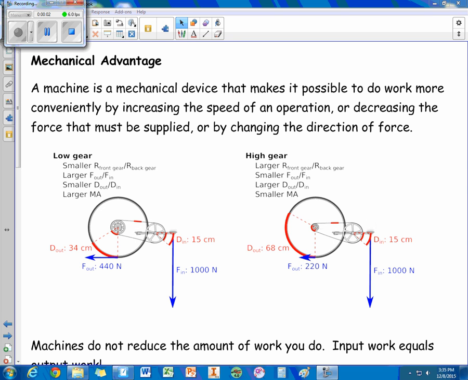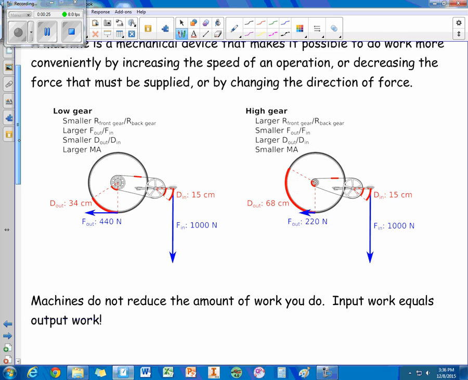Alright, this is the fourth video for the mechanics unit notes. And for this one, we're going to talk about mechanical advantage. Now, a machine is a mechanical device that makes it possible to do work more conveniently. It increases the speed of an operation or decreases the force that must be supplied by changing the direction of the force. So let's take a look at a bicycle.